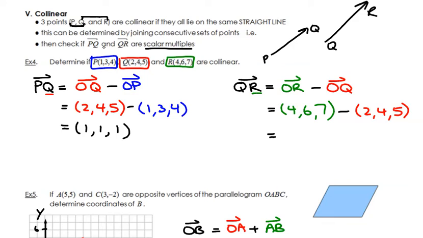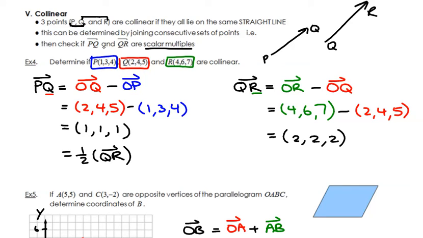Start with the R because R comes second when you're trying to find QR. Take R minus Q, and you're going to get 4 minus 2 is 2. 6 minus 4 is 2. 7 minus 5 is also 2. Notice that when we compare both of the answers, this guy on the left-hand side is equal to 1/2 QR, right? It's just a half.